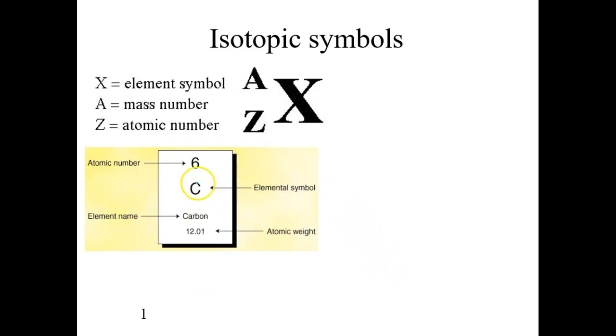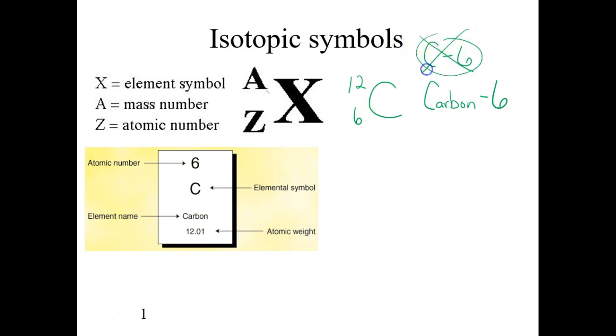All right, so let's take a look at what this means. Let's take carbon 12. Your symbol goes here, your mass goes here, and your atomic number goes here. So I have carbon, then it would be 12 over 6. If I wanted to hyphenate this, it would be carbon-12, or you could do C-12. More than likely, this one here you will not see.